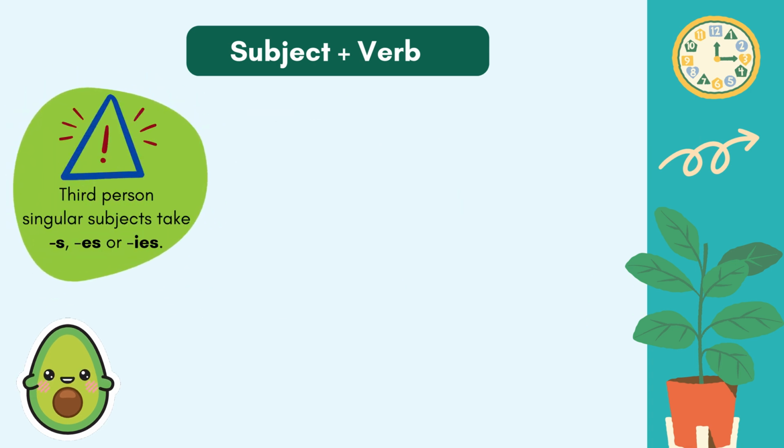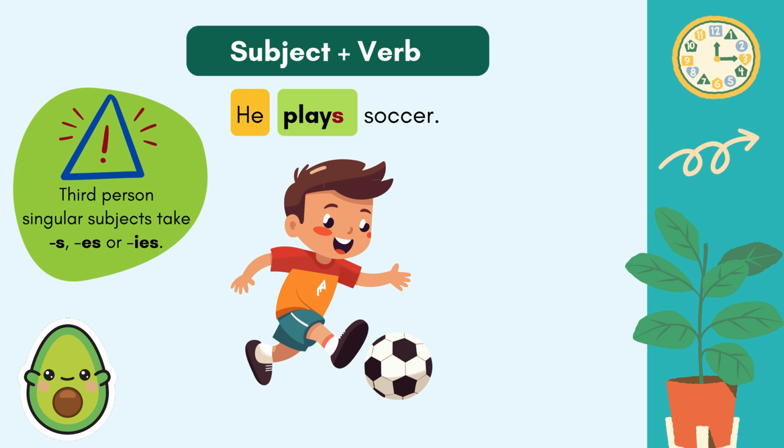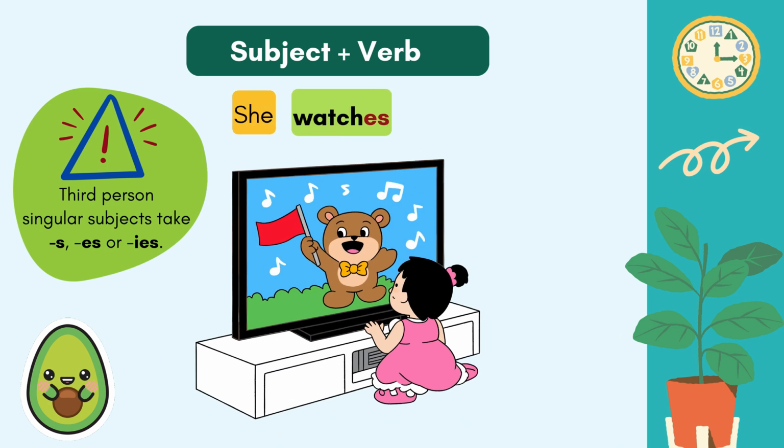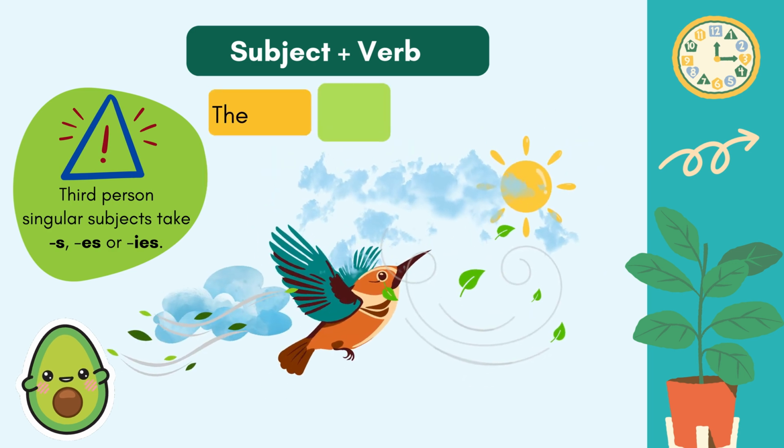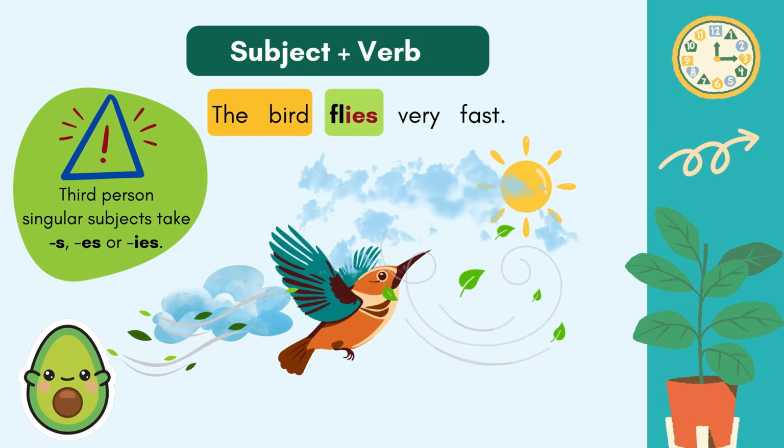For he, she, it, add s or ies to the verb. Examples: he plays soccer. She watches TV. The bird flies very fast.